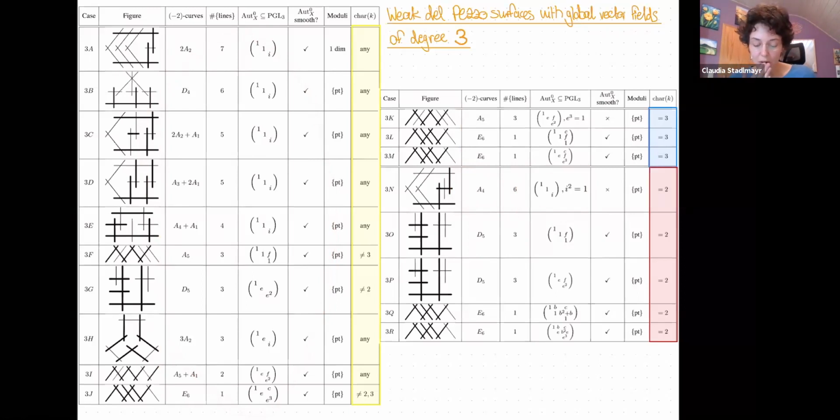And one can also observe from the classification that this group, with I squared equal to 1, also acts on the other weak del Pezzo surface in other characteristics, but there it is discrete, and therefore its connected component of the identity is trivial. So there, this group does not show up in our list, only in characteristic 2, where it is connected.